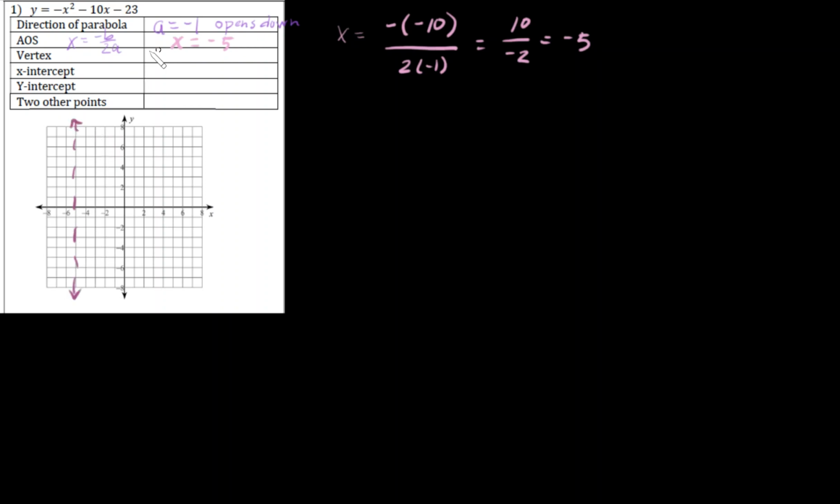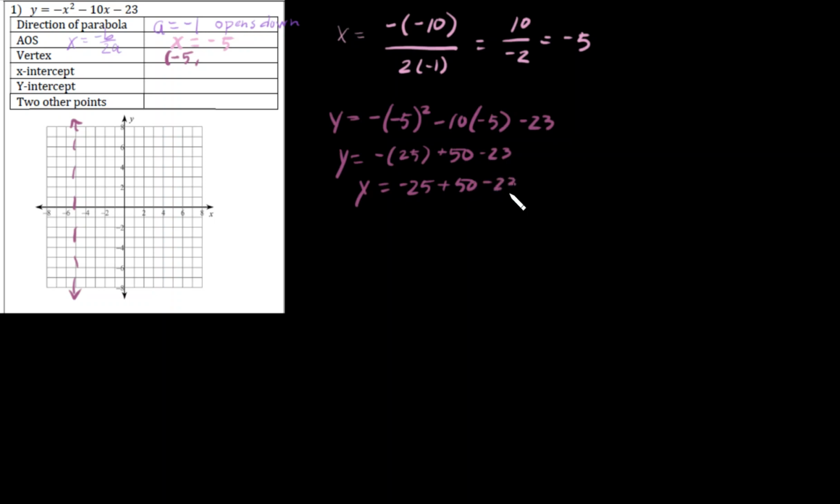There it is. Now the vertex, we have one of the points already. It's -5, -5 is the x. The y I'm going to get by substituting -5 as x and finding my y. So y equals -5 squared minus 10 times -5 minus 23. So y equals -25 plus 50 minus 23. It's going to give you y equals 2.